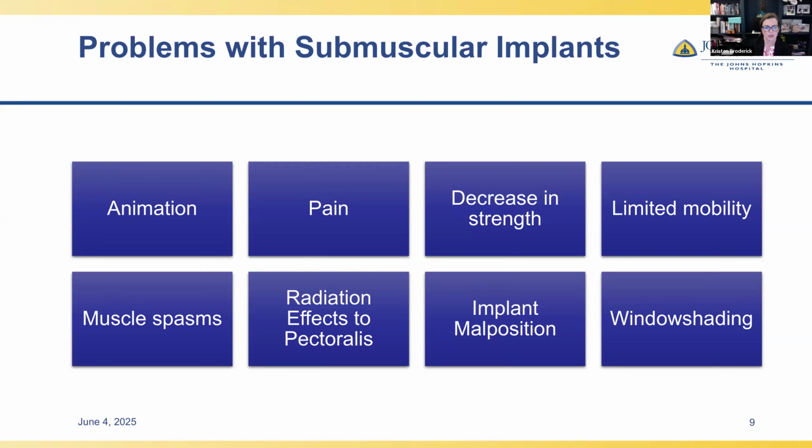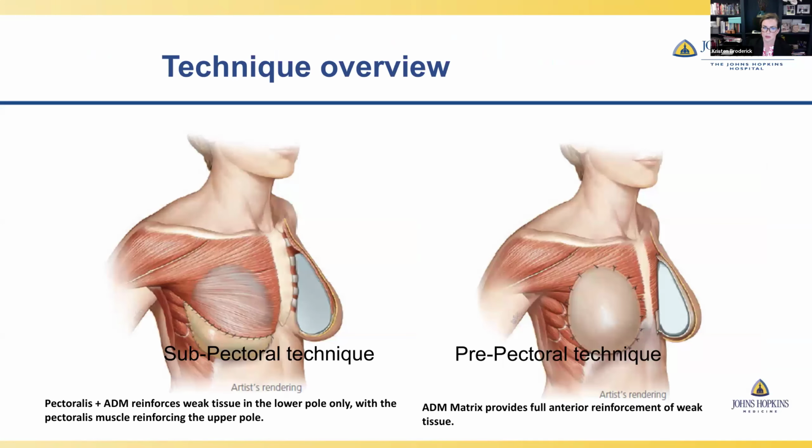The radiation has a pretty strong effect on the pectoralis muscle. So if the patients are radiated, we really see a lot of that thickening. And then the implant over time can become malpositioned, and you get window shading of the skin above the implant. And a lot of that has to do with the technical ways that we use to do breast reconstruction.